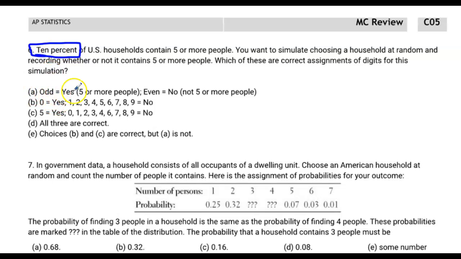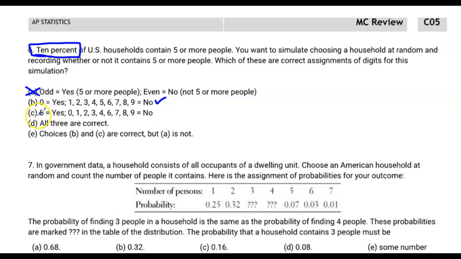This one, the first one talks about odds and evens. That's a 50% chance. We're not going to do that one. The first one says 0 is yes and 1 through 9 is no. That seems to make sense to me, right? 0 is yes and 1 through 9 is no, because 1/10 of the time it's going to be yes and 9/10 of the time it's going to be no. So this one is correct.